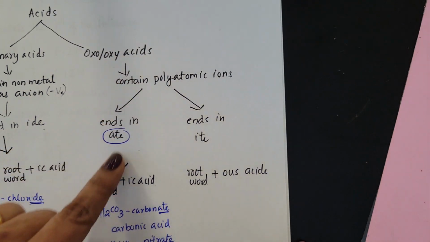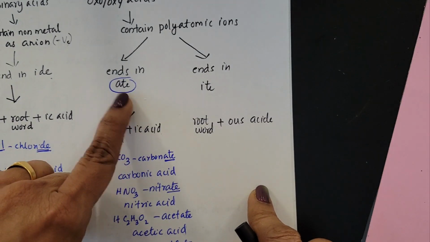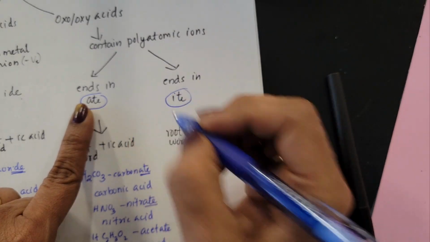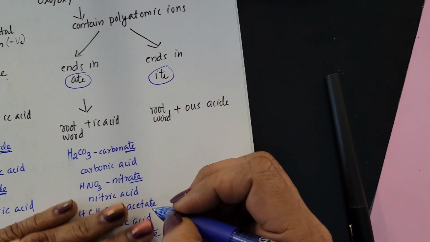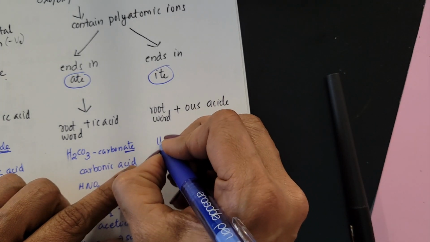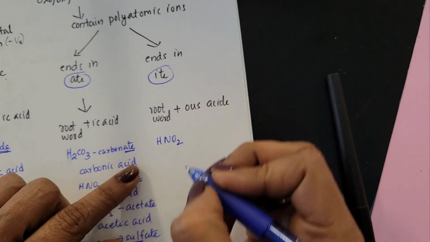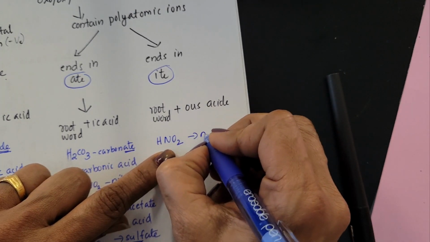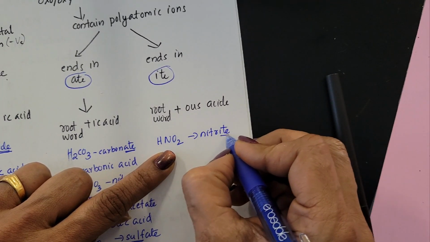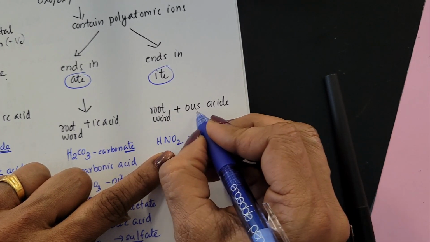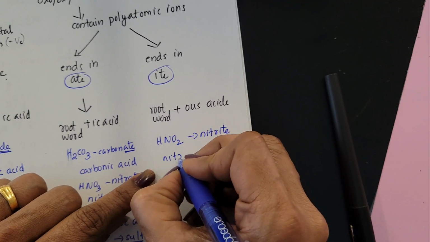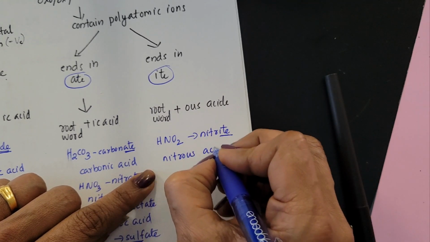Okay, those are the rules for oxo acids, that means oxygen-containing acids, which end in ATE. Then the second type we said ends in ITE. Let's see that example. If it is HNO2, NO2, the name is nitrite. The polyatomic ion's name ends in ITE. So you will replace ITE with OUS acid. So it will be nitrous acid.